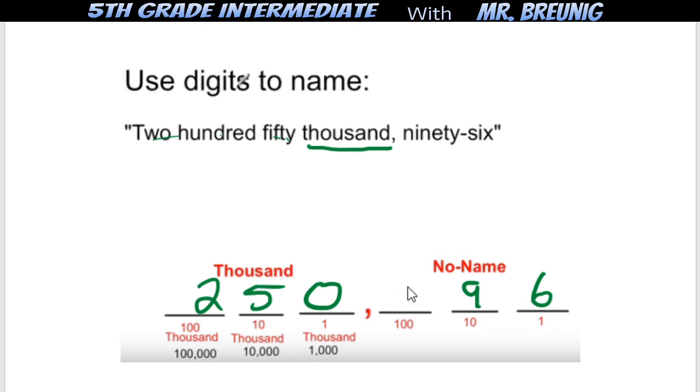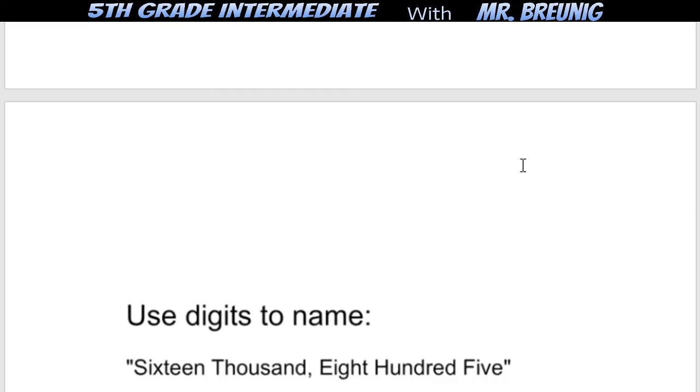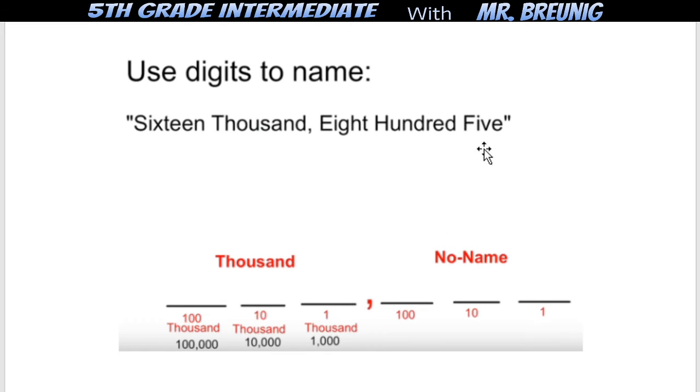When I have nothing here, remember, 0 is the same as nothing. Go ahead and just throw your zeros in. There you have 250,096. Hope you got what I got. Use digits to name this number. Go ahead and press pause and let's try this.